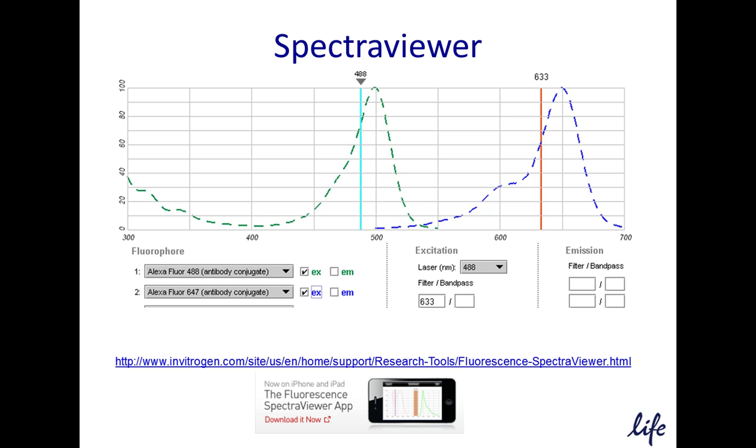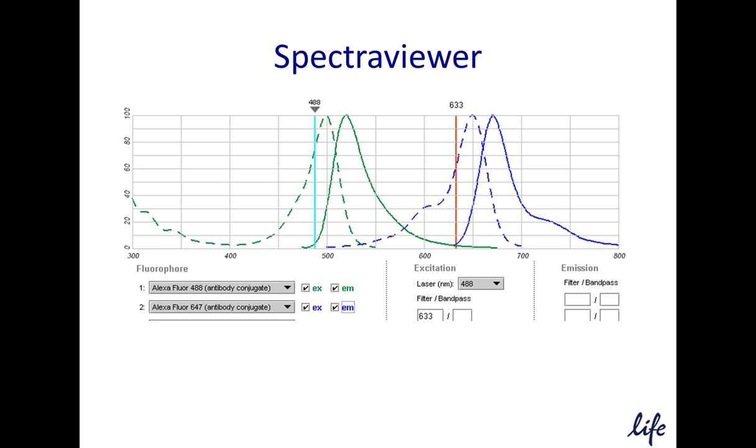In this example, we see the excitation spectra of two fluorophores, Alexa Fluor 488 and Alexa Fluor 647, along with the two laser lines, 488 and 633 nanometers, that are used to excite them. For your convenience, there is also a Spectraviewer mobile app available for free download.